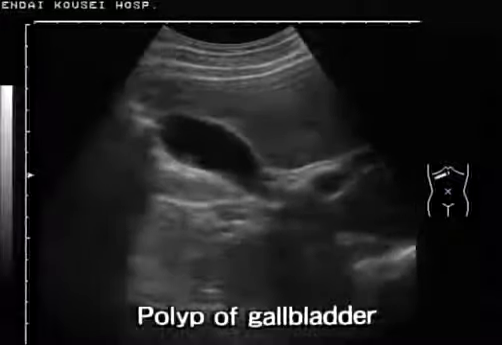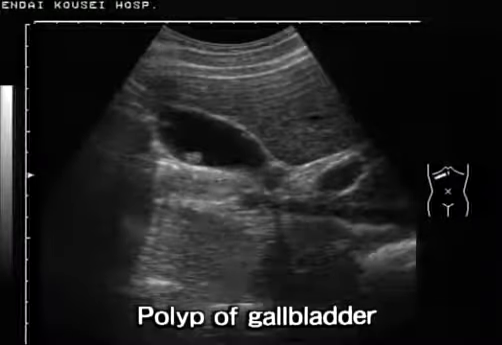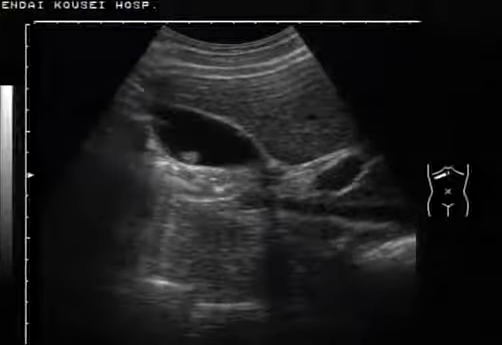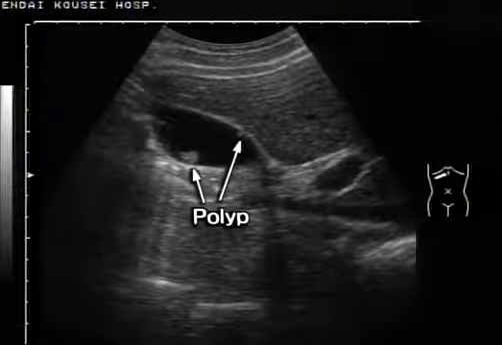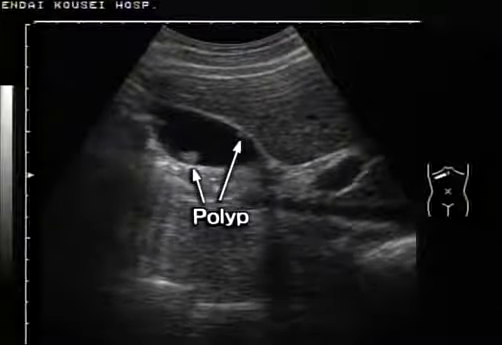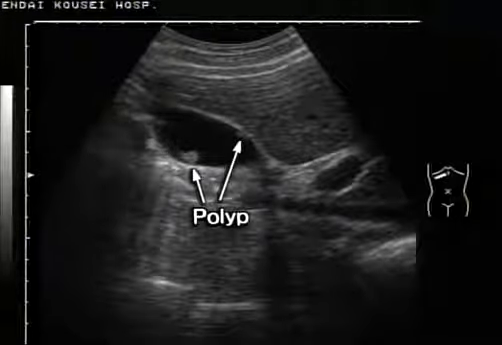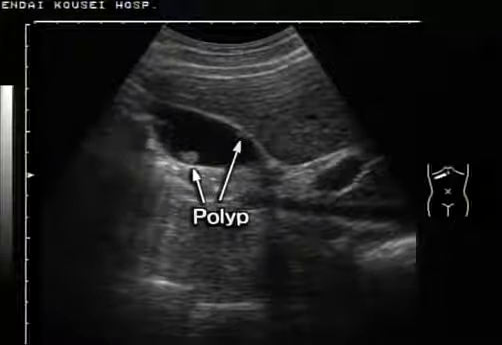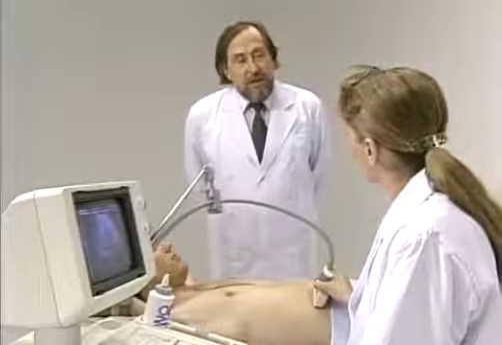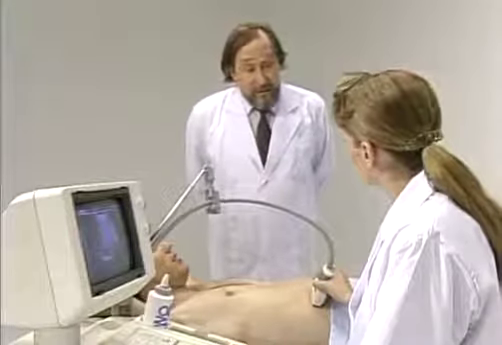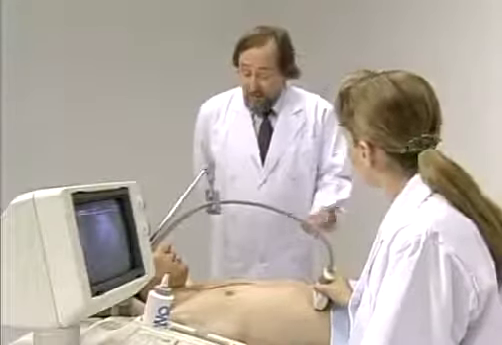This is a polyp in the gallbladder. On the wall of the gallbladder, a 3 by 5 millimeter polyp is seen. On the gallbladder bottom, you can see several polyps of 1 to 2 millimeters inside. If you cannot detect the gallbladder quickly, instruct your patient to do abdominal breathing.